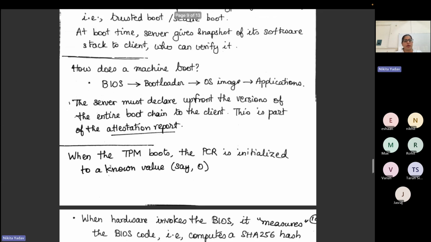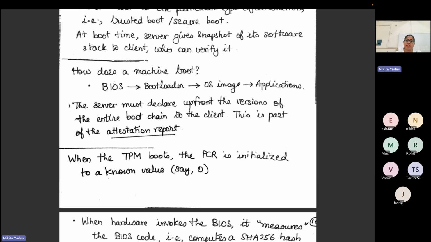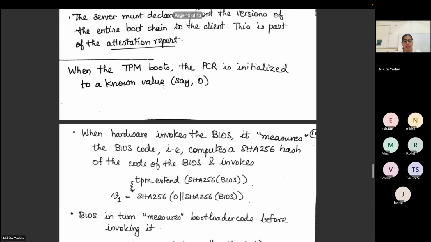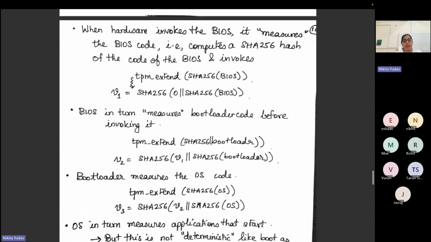Now the BIOS is going to start. When the BIOS has finished execution, it is going to start the bootloader. But instead of starting the bootloader code directly, before it does, it will first measure the bootloader code. How will it measure it? It computes a SHA-256 over the bootloader code.